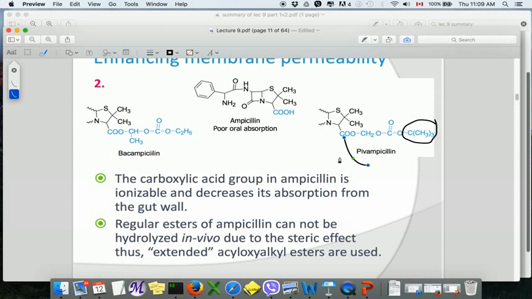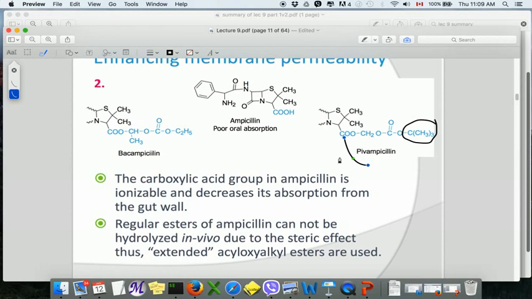But the idea is that once it's absorbed, I want it to break, because I want to retrieve my ampicillin. This is the active part. But the problem is that we have lots of steric hindrance here in ampicillin. It's lots of rings and stuff like this. So how do we break this ester? The esterase enzyme will not be able to break it. So yes, it got absorbed, but it will not break and it will not be active.